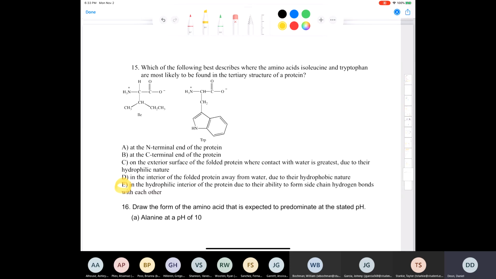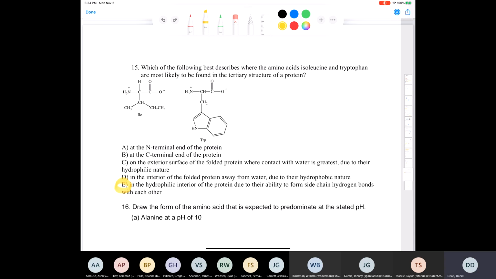What's the exterior of the protein? What's the environment going to be? It's going to be aqueous, right? The aqueous environment of the cell. And so any polar R groups are going to be found on the outside, but anything that's hydrophobic like these, those are going to fold in on the inside to get away from the aqueous environment that the protein is in. And so the answer is E.